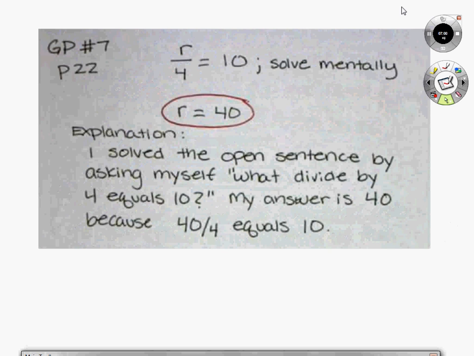And so in this situation, all I'm going to write in my explanation is what I was thinking in my head as I came up with this. I solved the open sentence by asking myself, what divided by 4 equals 10? My answer is 40 because 40 divided by 4 equals 10. And that's most likely what you guys did, right? Some of you might have gone the other route. You might have asked yourself, 4 times 10 equals what? Because you were using the multiplication property of equality, where you're able to multiply both sides.